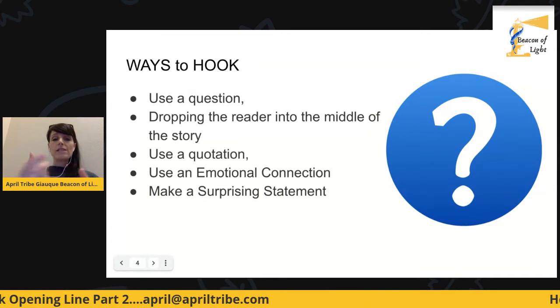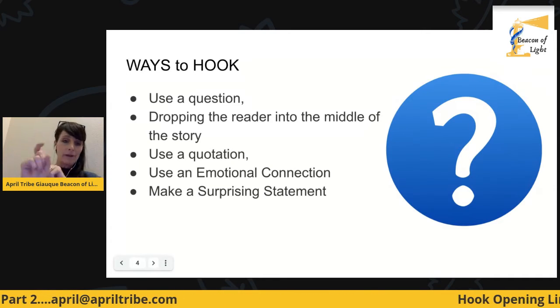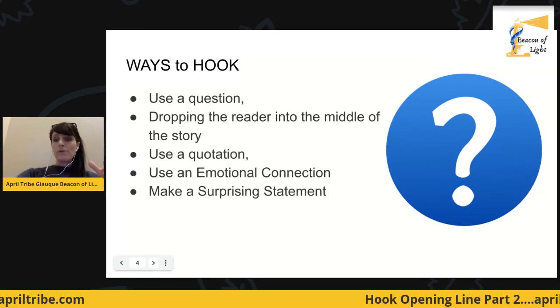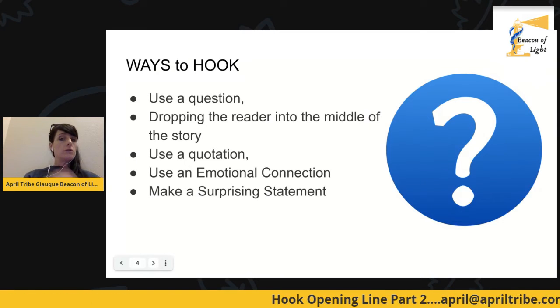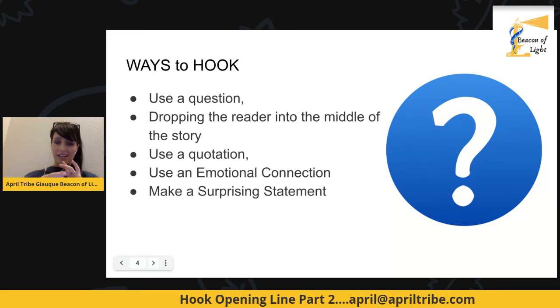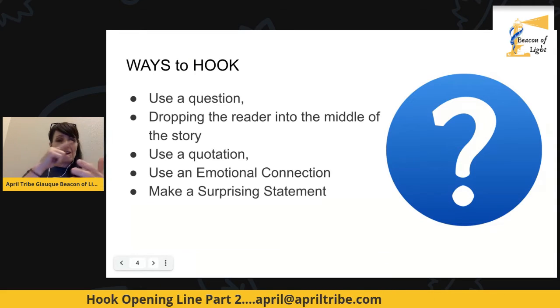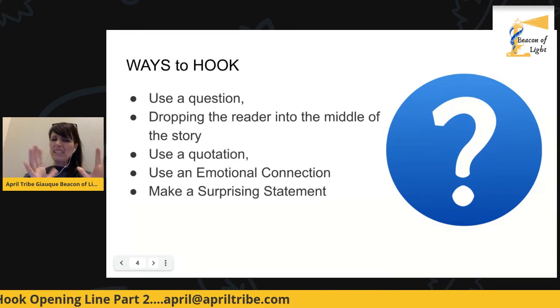So there are a few ways that you can hook some people. Again, by using a question, dropping the reader into the middle of a story, using a quote, using emotional connection, and making a surprise statement. There's more, but let's start there.